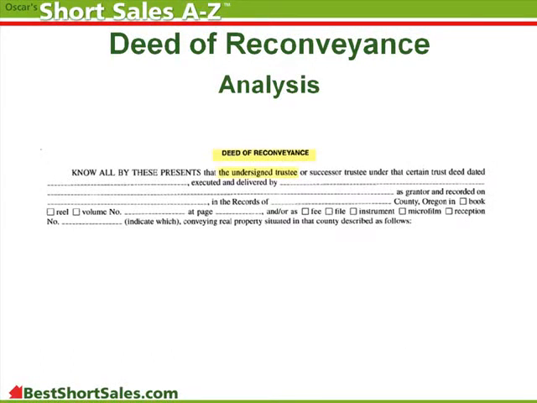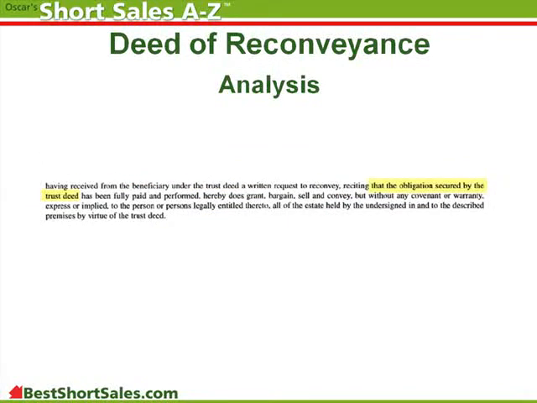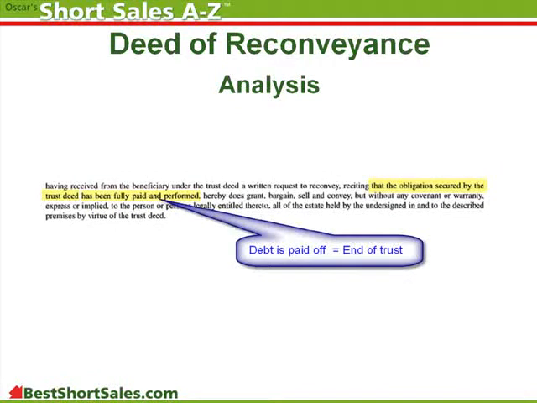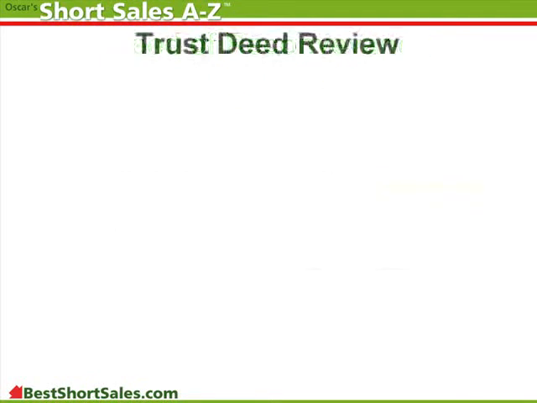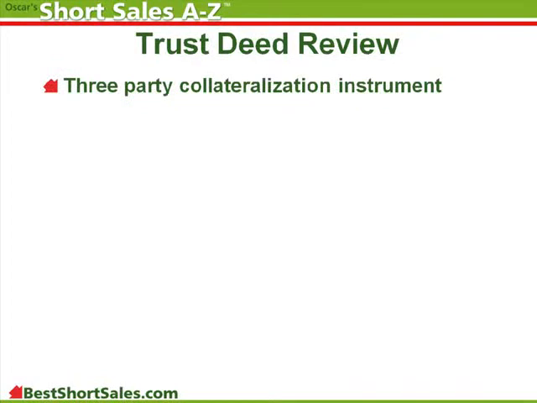It reads, Deed of reconveyance. The undersigned trustee, under that certain trust deed dated date of trust deed origination, executed and delivered by Mr. and Mrs. Homeowner as grantor, conveying real property, collateral property. This is the property used as collateral. It continues, that the obligation secured by the trust deed has been fully paid and performed. This means that the debt is paid off. The trust has ended. No more trust deed.